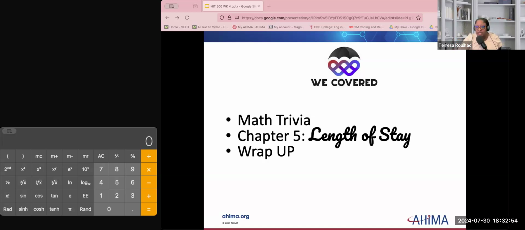We went over length of stay this evening. We went over not just length as in days, but we know how to calculate months. We can calculate minutes and hours as well. We know that it's important. And this is our wrap up. What questions do you have for me?